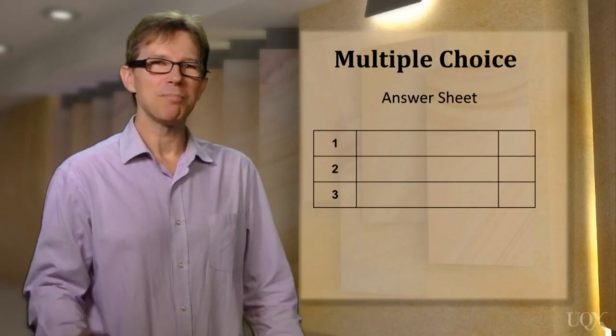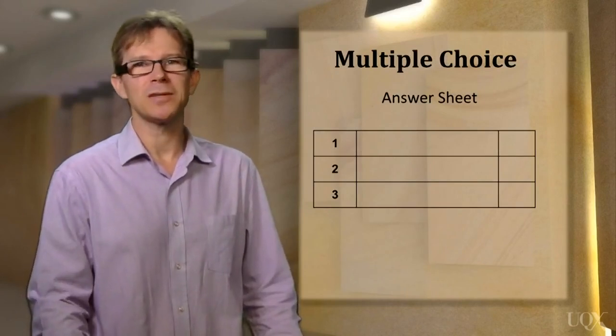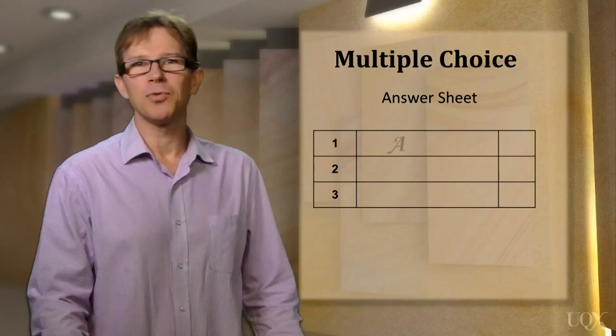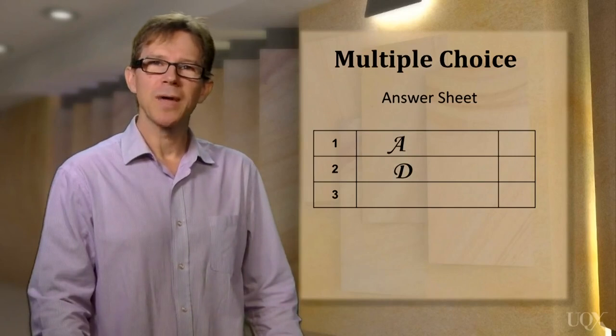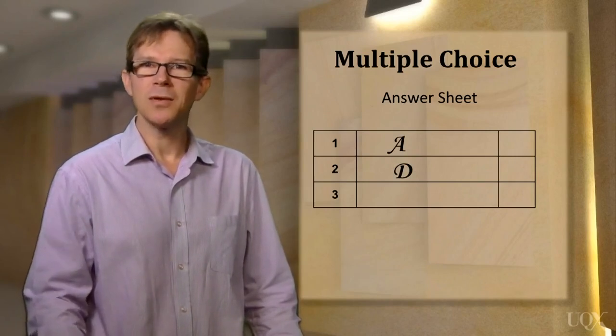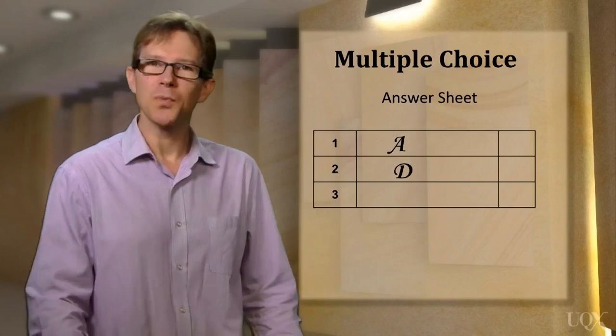Once again, it's important to write your answers in the right place on the answer sheet. In this example, you will need to write 2 letters from the options A, B, C, D or E in the spaces for questions 1 and 2.